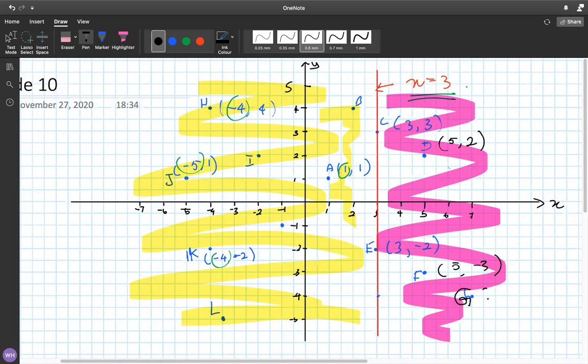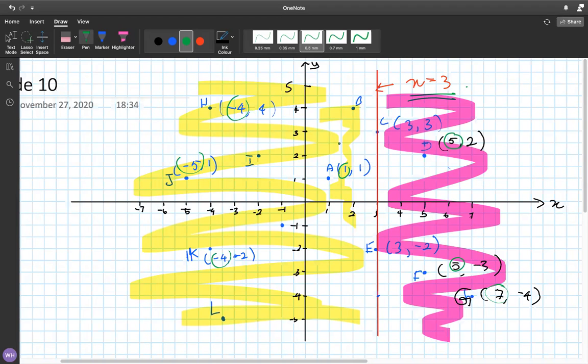This G, right? Okay, the point G is 7, -4. So if you look at the x coordinates, it is 5 here, 7 here. So all of these points which are on the right hand side of this straight line, which is x equal to 3, are greater than that value.